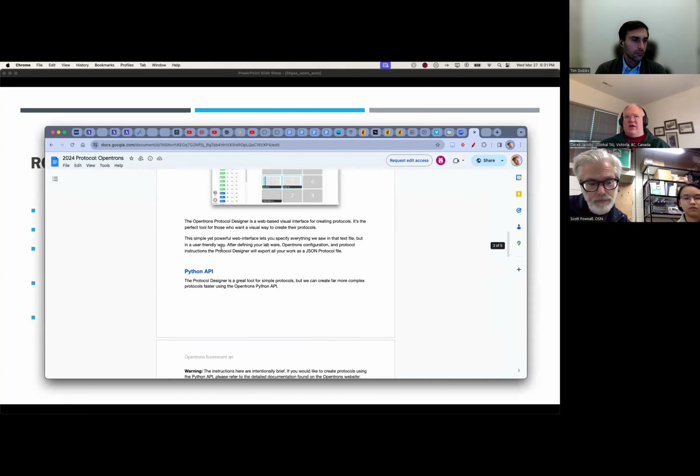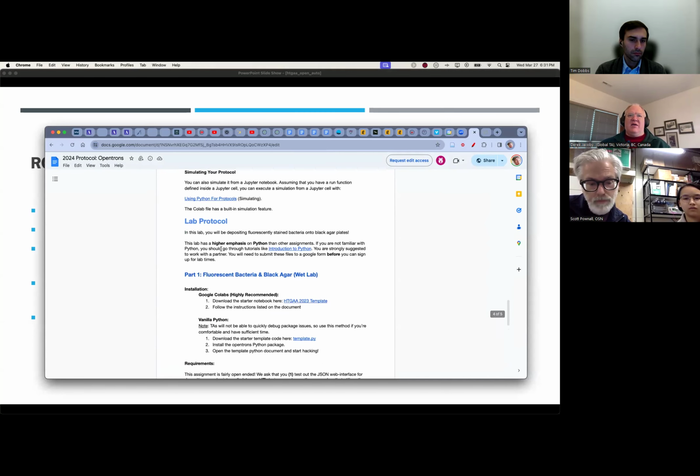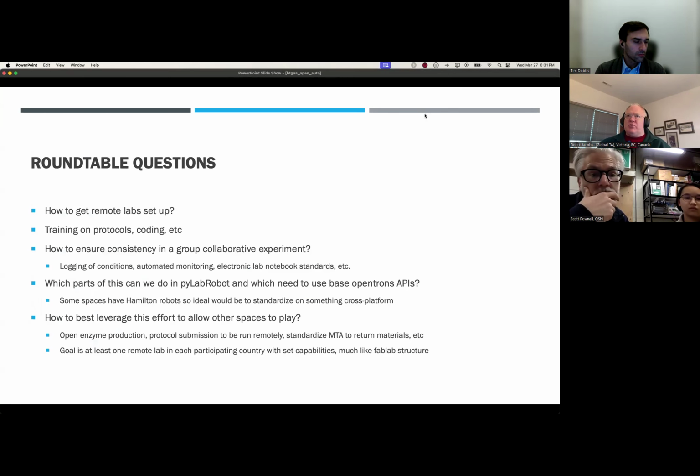coli around and doing a fluorescent bacteria and black agar lab on top of the OpenTrons. So yeah, let me kind of leave it there and open things up to this roundtable discussion format.